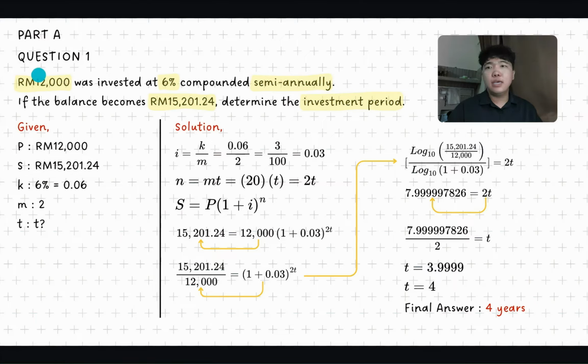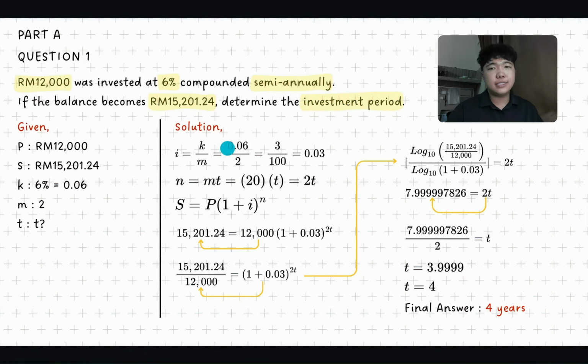So the question is, 12,000 ringgit was invested at 6% compounded semi-annually. If the balance becomes 15,201.24, determine the investment period. So the information given is P is 12,000 ringgit, S is 15,201.24, K is 6% equal to 0.06, M is 2, and we need to find T.